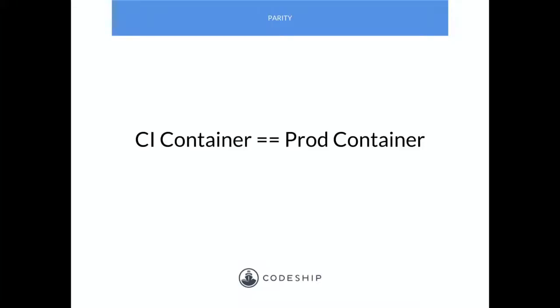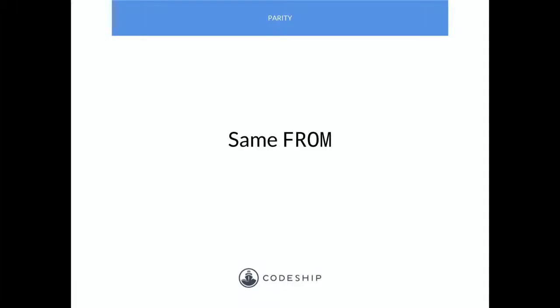So for parity, that just means you want your CI container to be as close as possible to your production container. In reality, you can try to get as close as possible. You're never really going to get exactly there because you're not going to want them to be exactly the same. You're going to want certain libraries for testing, maybe different libraries for production, but you always want to get as close as possible there. So having the same FROM in your Dockerfile can really help here.